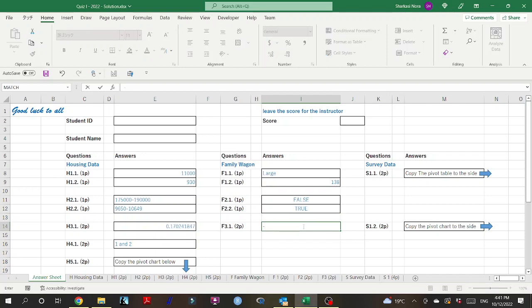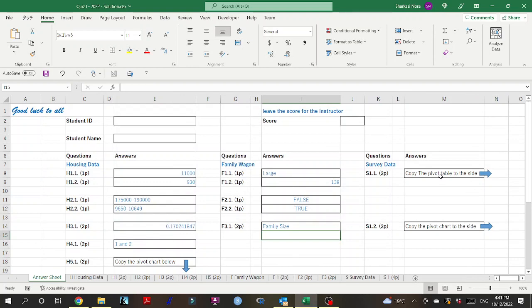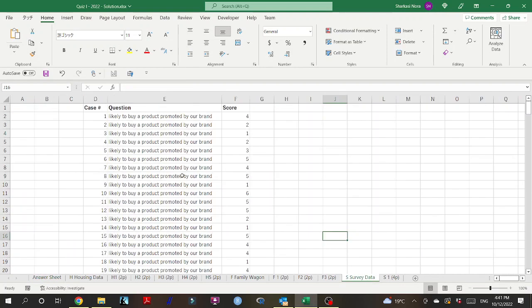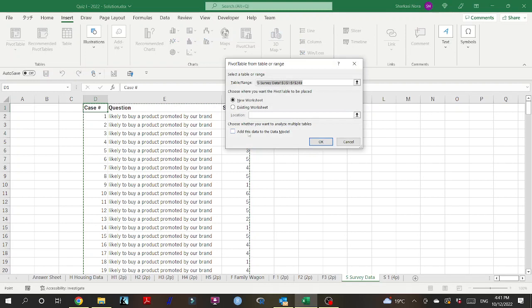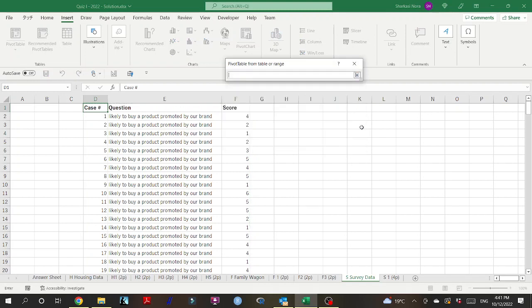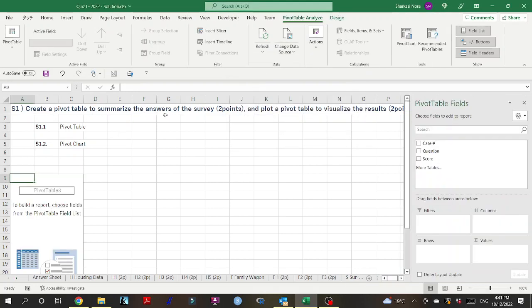Is it F3? Yeah, this will be family size. Okay. All right, last one is a very easy question. If you guys remember, we've done something similar in class. So we insert this and we go to the pivot table, as we read: create a pivot table to summarize the answers of the survey, and to plot it.